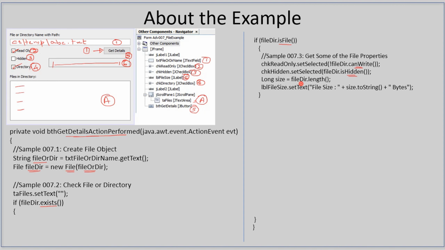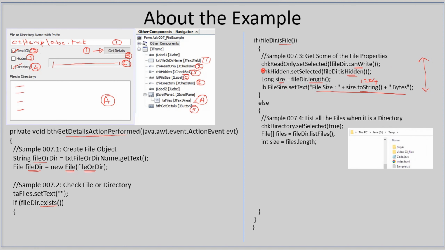After that, we are getting the length of the file, and this is long, right? We are converting that to a string and displaying some information on this table. The information is the file size, whatever is returned here. Say for example 1204, that's the file size, 1204 bytes. All right, so that's for the file. If you actually specified your file, then we will be displaying this information.